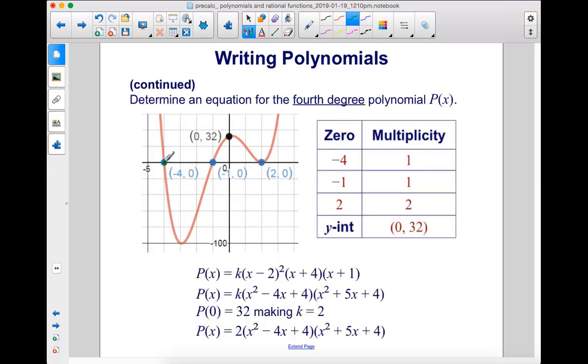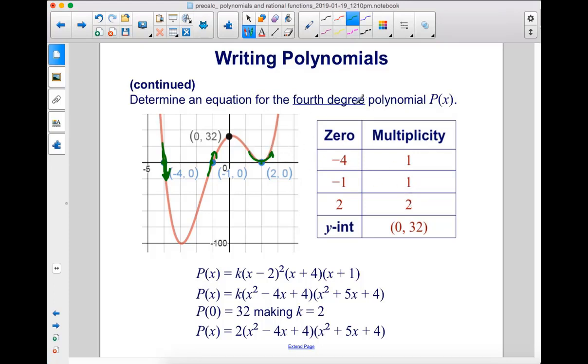First, we look at our 0 over here, -4, and we see that the graph goes straight through the point. That means that the multiplicity is 1. We go over to our next 0, and the graph, once again, goes right through the point, through the x-axis, so we have a multiplicity of 1. Here, we have our third 0, and it bounces right off of the x-axis, which means we have an even multiplicity. In this case, it's 2.